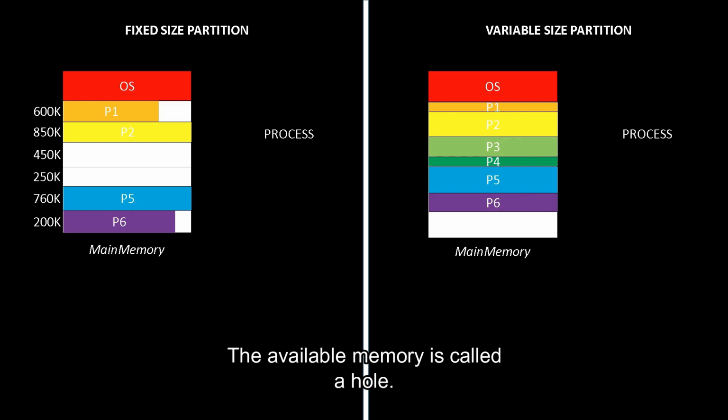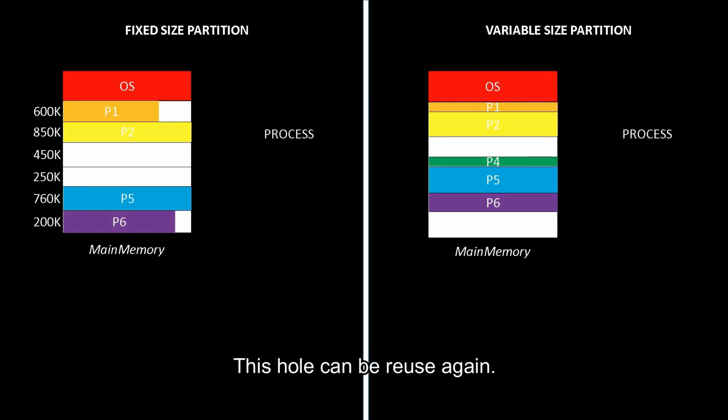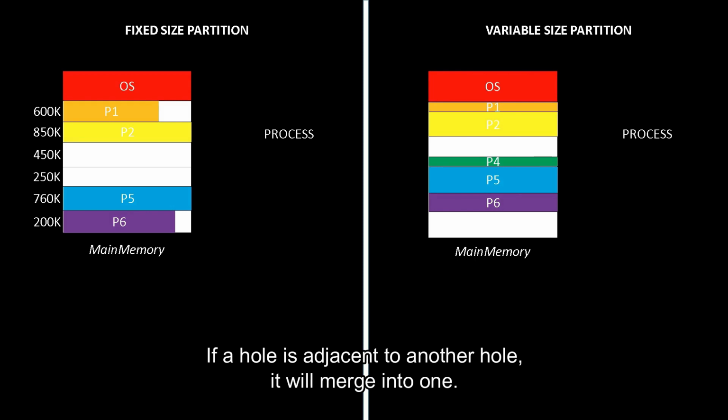The available memory is called a hole. When a process is terminated, it leaves a hole. This hole can be reused again. If a hole is adjacent to another hole, it will merge into one.